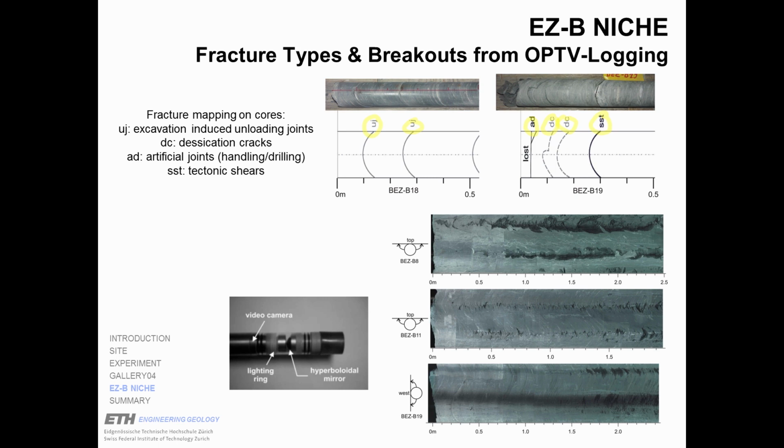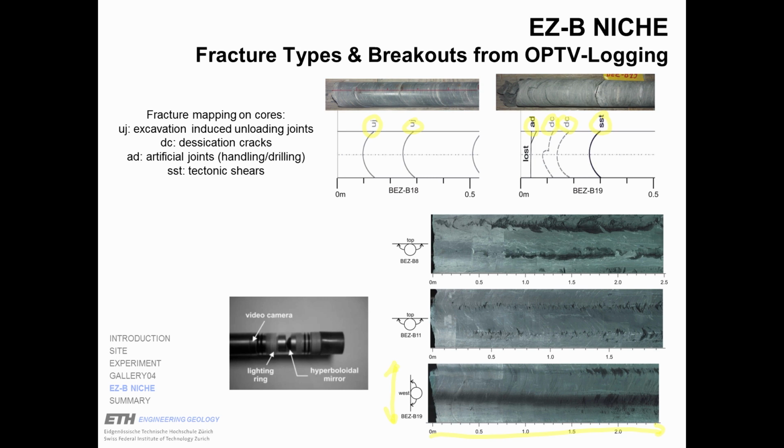So on the lower part, you see now unwrapped images of an optical televiewer camera. This is the depth along the borehole, and this is just the unwrapped image. And you see a lot of important things. You can see, not on this figure, that some of the fractures which were classified as artificial joints in fact also occur in the borehole wall.